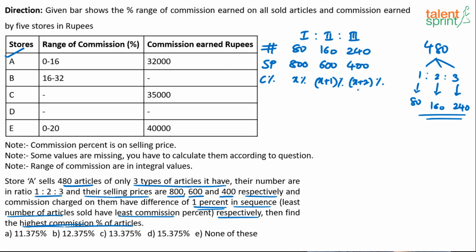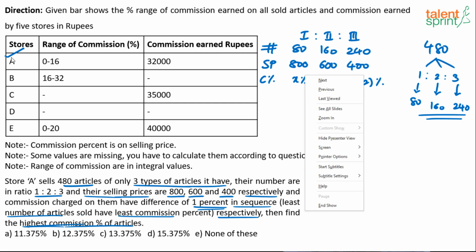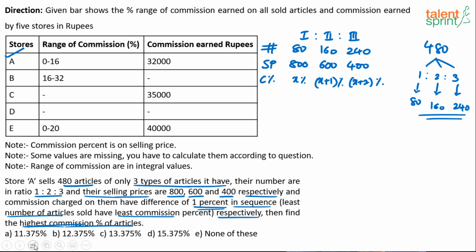How do you do it? Very simple. From the given table here, we know that the total commission earned by store A is 32,000 rupees. Now how do we arrive at this 32,000? Simple. This 32,000 is equal to the total commission earned. What is the commission earned on type 1? X%. X% of what? 800. But for how many articles? 80 articles. So the value will be 80 times X% of 800 plus the commission on the next type.